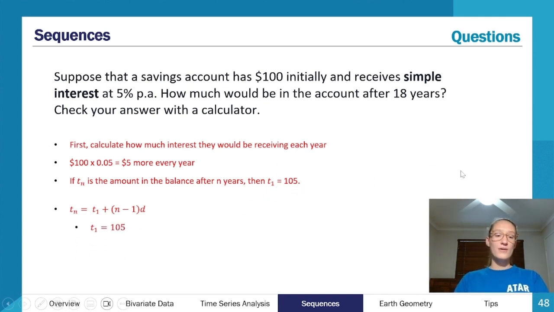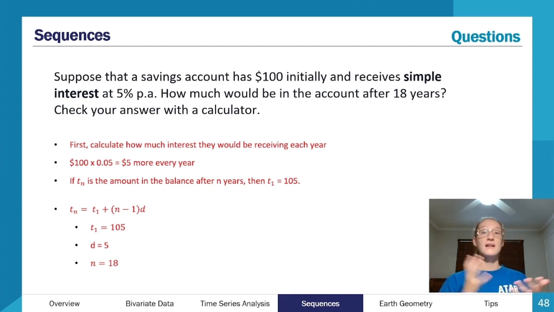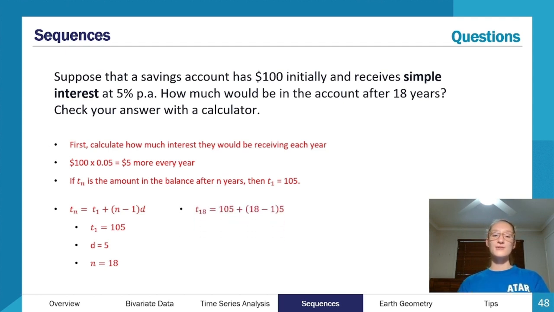And now what we're simply doing is substituting in our known values. I've now calculated T1. I know what D is, and I know that I want N to be 18 because I want to know how much is in the account after 18 years. So we substitute in, we're looking for term 18. So we do our math again, 18 take 1 is 17, 17 times 5 is 85.